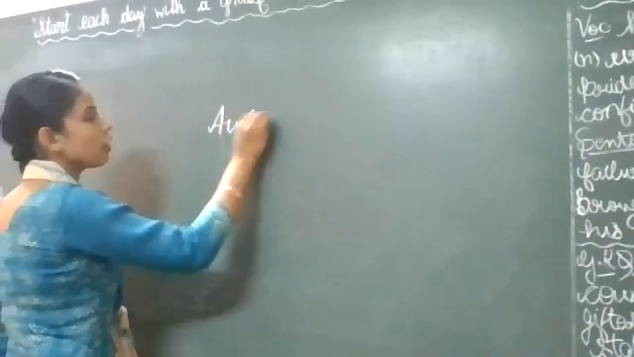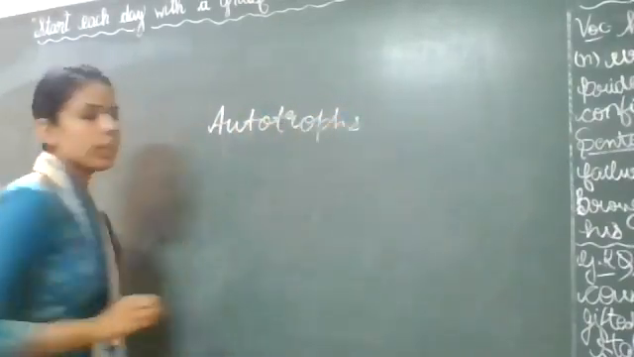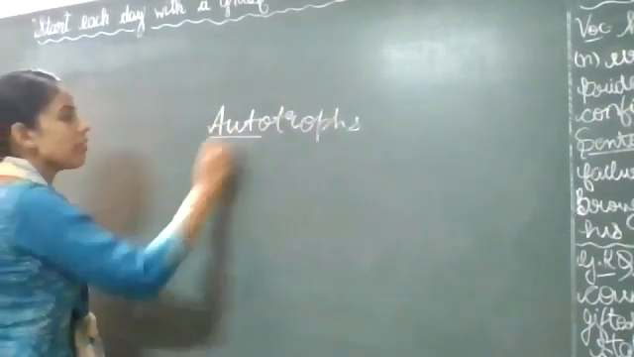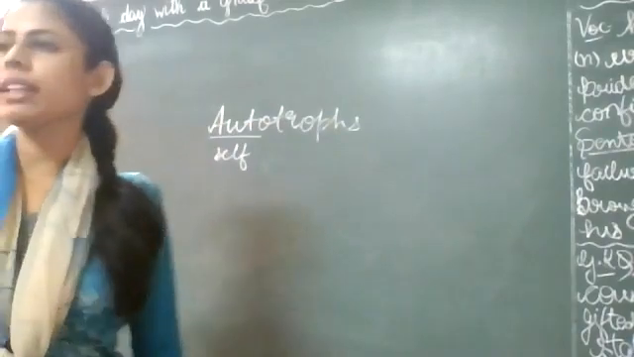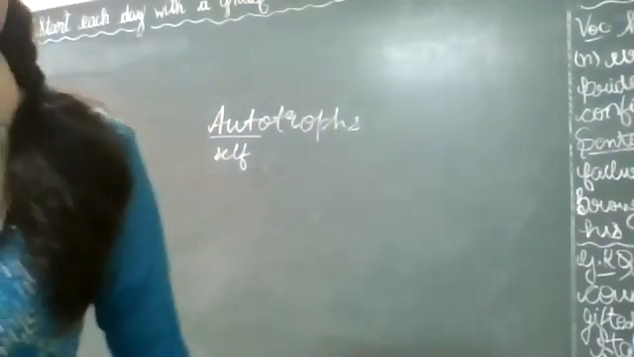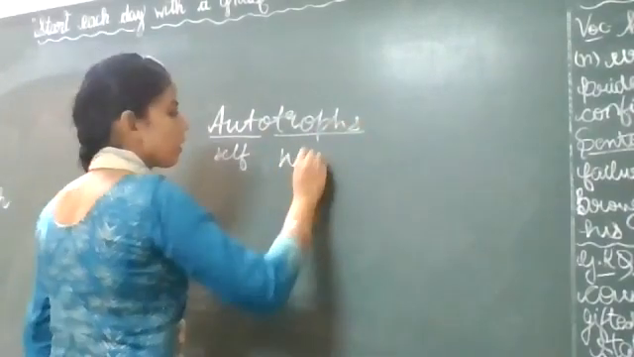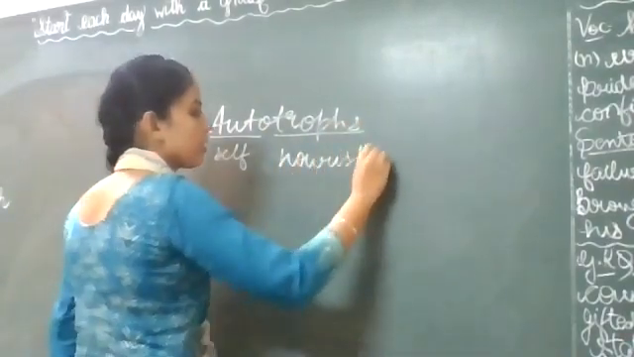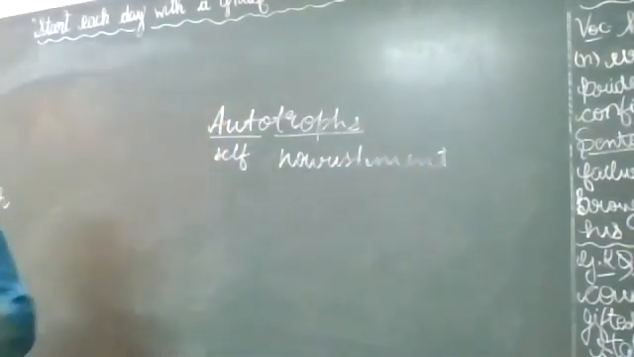Firstly, what are autotrophs? Those that prepare their own food. Auto means self. Clear? That prepare their own food. And trophos means nourishment. The plants are the autotrophs. They prepare their own food by the process of photosynthesis.